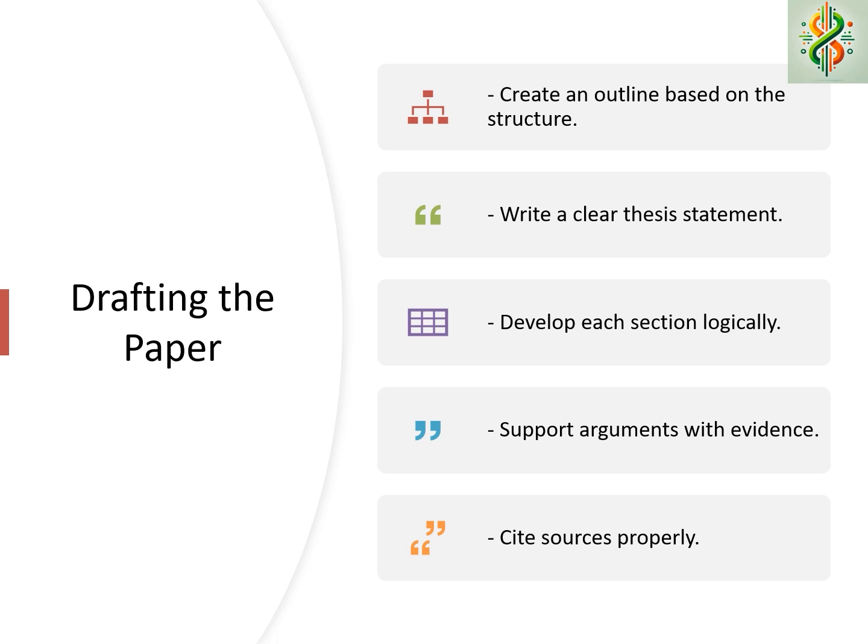Now comes drafting your paper. With your research complete, it's time to draft your paper. Start with an outline, ensure your ideas flow logically, and write a strong thesis statement to guide your work. Each section should build on the previous one, and remember to back up your arguments with solid evidence. Proper citation is essential to avoid plagiarism. If your paper has more than 25% plagiarism, it will never be accepted. So you must keep it below 25.